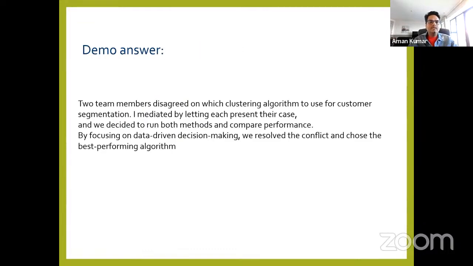So one answer I can think of here is, maybe we can give one example where there was some conflict in the team and we helped in resolution. So I have written here, two team members disagreed on which clustering algorithm to use for customer segmentation. I mediated by letting each present their case, and we decided to run both methods and compare performance. By focusing on data-driven decision making, we resolved the conflict and chose the best performing algorithm. So you can talk in your own language, but this is the message that needs to go.